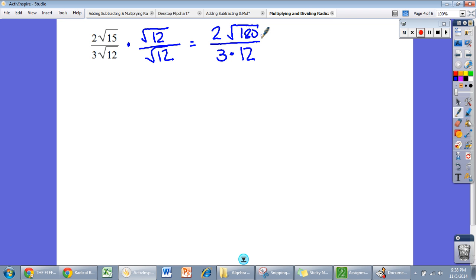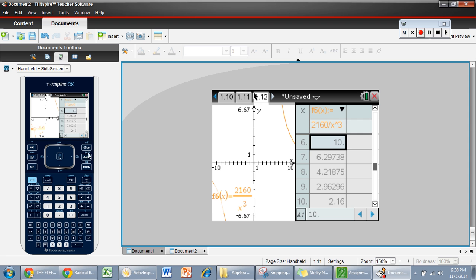Okay. So let's go ahead and get this simplified. 3 times 12 is 36, and we need to simplify 2 square root of 180. So let's take a look at what square root of 180 is in the calculator.